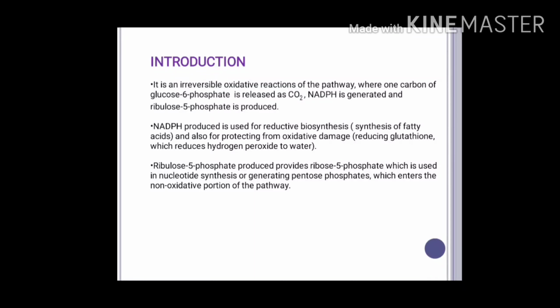And the ribulose 5-phosphate that is produced is used to provide ribose 5-phosphate. This ribose 5-phosphate is used in the production of RNA or DNA, that is in nucleotide synthesis. Or ribulose 5-phosphate can be used to generate pentose phosphate, which enters into the non-oxidative portion of the pathway. So this pathway has two phases. One is the oxidative phase, another one is the non-oxidative phase. That is, one part of the pathway is an oxidation reaction which is irreversible in nature. Another part is a reversible and non-oxidative path.